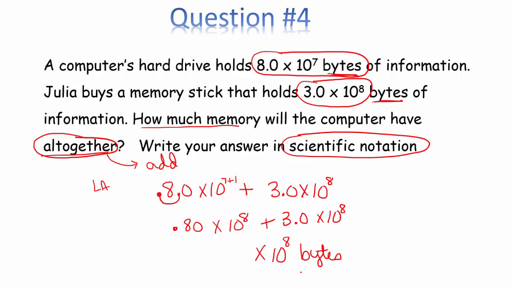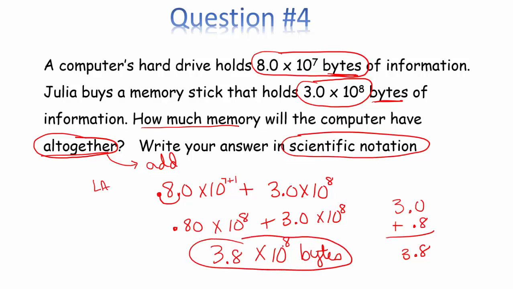I know in the end it's going to be measured in bytes of information. I always want to make sure that I keep my units. Then off to the side, I can do my 3.0 plus 0.80. Of course, that's 3.8. So that's 3.8 times 10 to the 8th bytes of information.